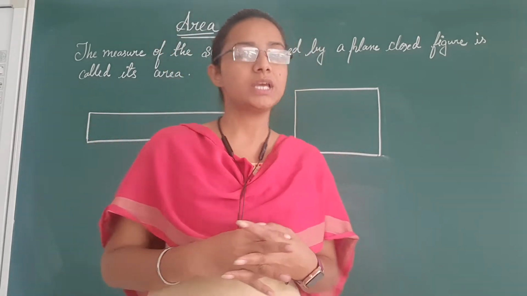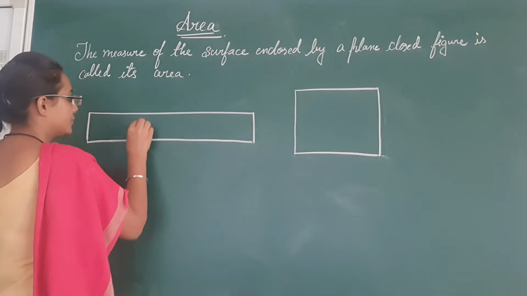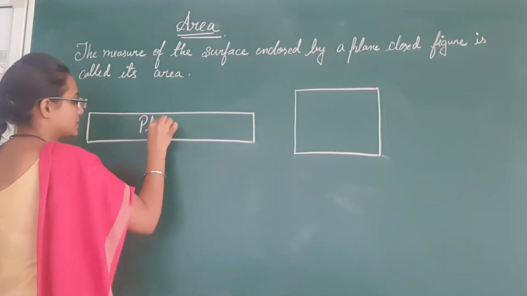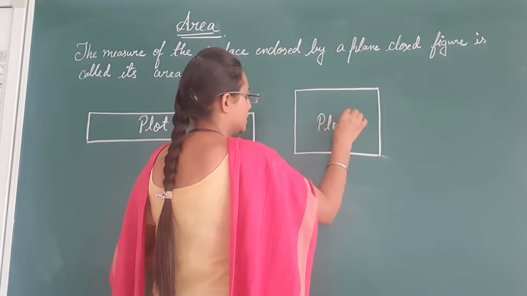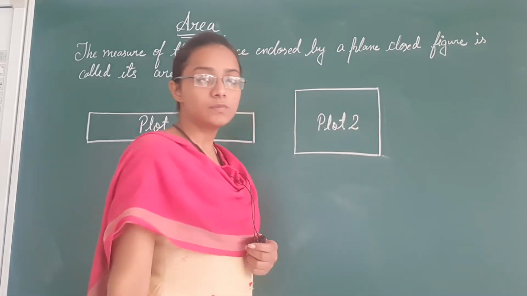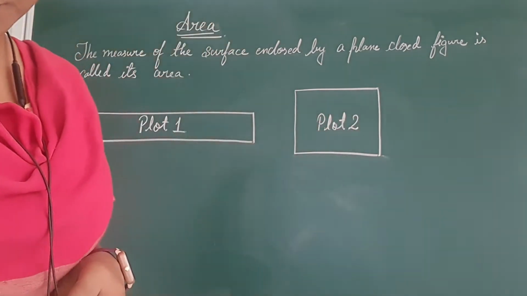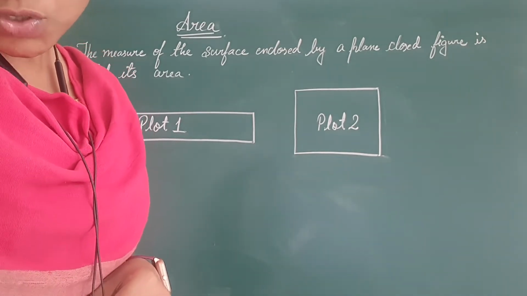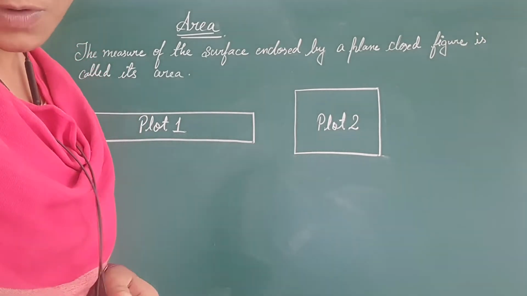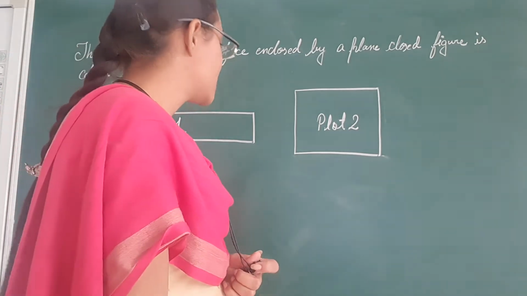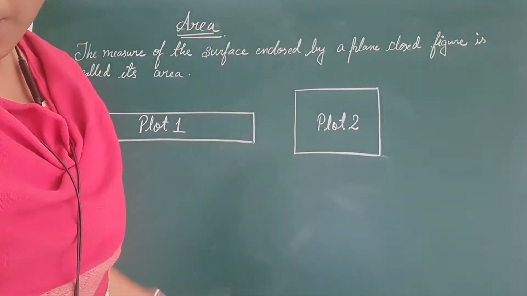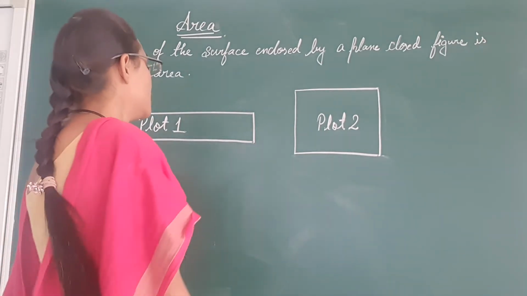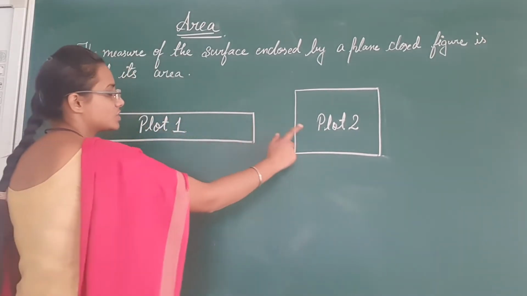Farmer Ramdeen has two plots with him. The first plot he is having in this way, plot 1, and on this side another plot, that is plot 2. He wants to sow vegetables in the plot that encloses more surface, more surface within the boundary. So which is more surface?